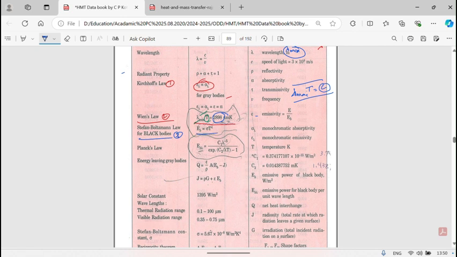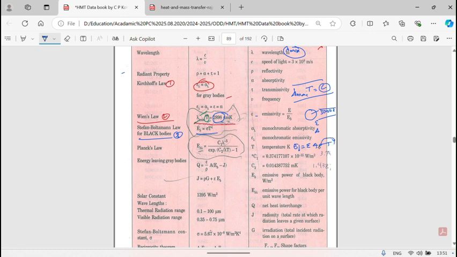E b is equal to sigma T to the power 4. This law is mainly used for finding the emissive power of a particular body at a given temperature. If a body, such as the sun in spherical shape, has a temperature of 5000 Kelvin, what is the maximum emissive power emitted by the sun? For this type of problem, we use Stefan Boltzmann's law. If the emissivity and area of the surface are given, Stefan Boltzmann's law can be elaborated as epsilon A sigma T to the power of 4.